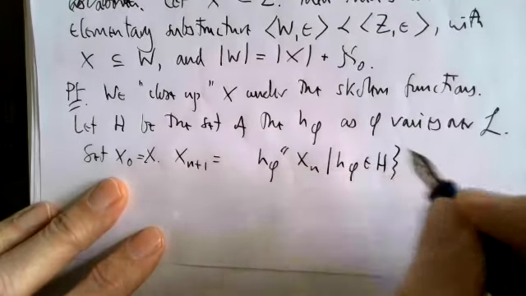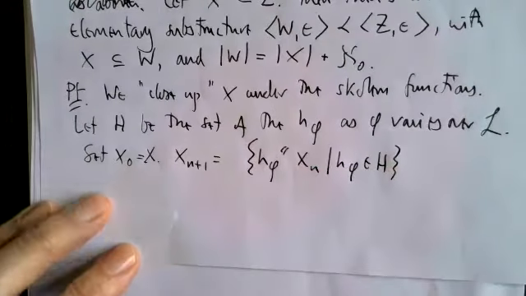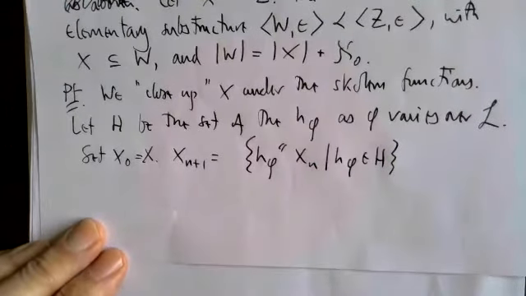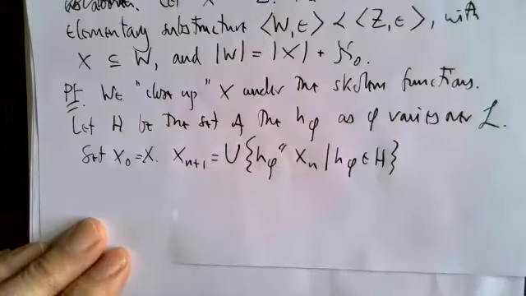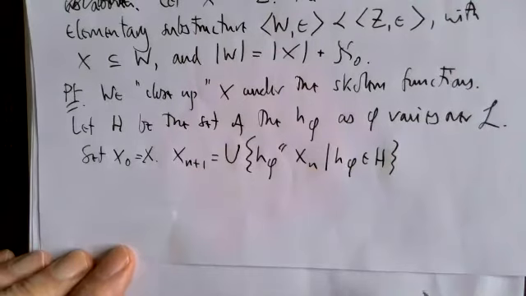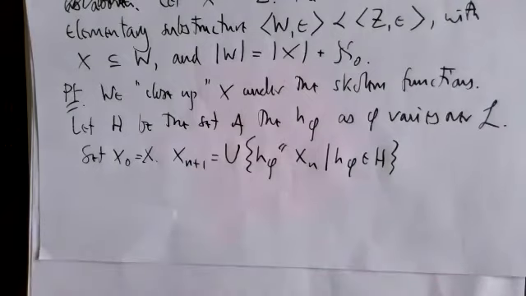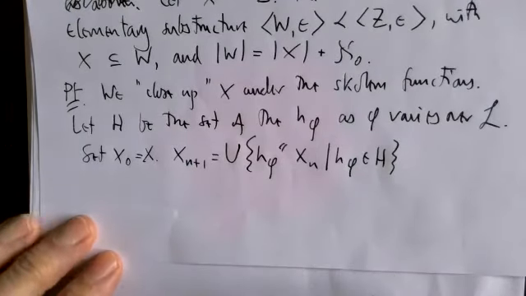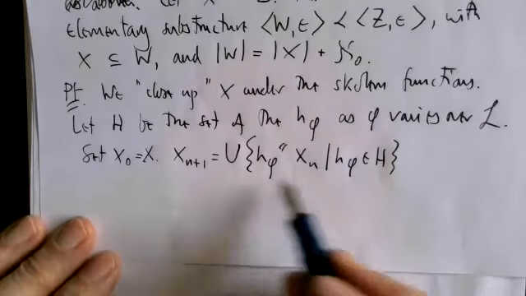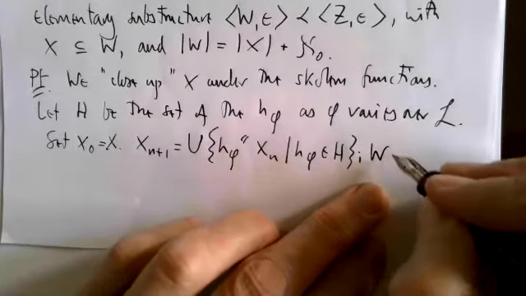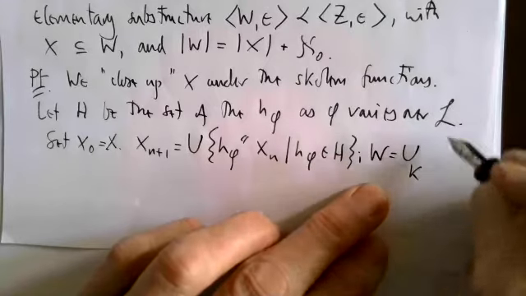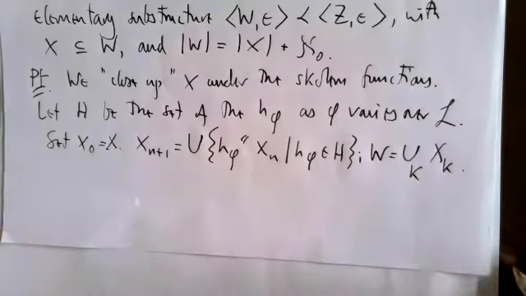Look at the functions that are in H here, and I'll just take the union of all of these things. So I just apply the Skolem functions to all of the xn's and smush them all together. And W will be just the union of these x's, the union of these xk's.